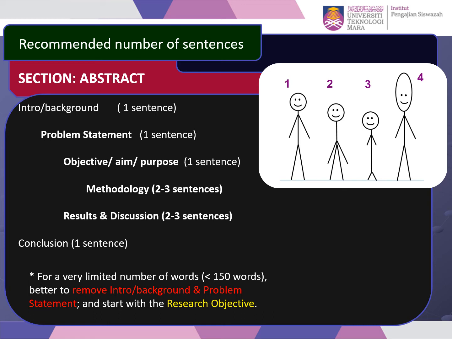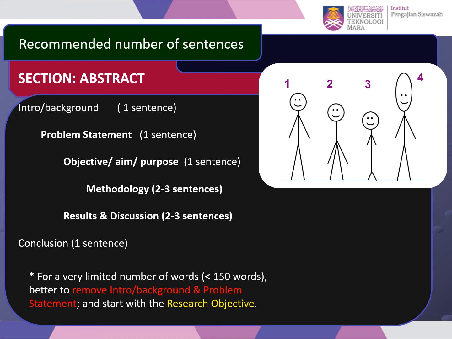However, sometimes the number of words for an abstract is very limited. For example, if you have less than 150 words to write an abstract, it's better to remove the introduction, background, and the problem statement, to omit that, and then start with the research objective. So for a short abstract, or an abstract which has a very limited number of words, you can straight away start with the objective, followed by methodology, result and discussion, and then you conclude the abstract.